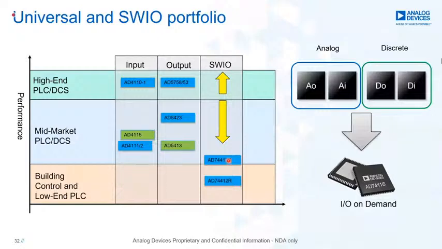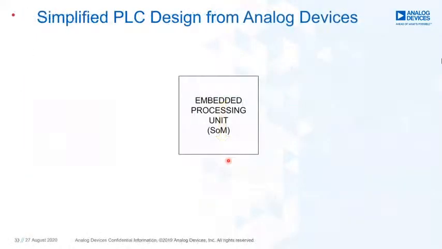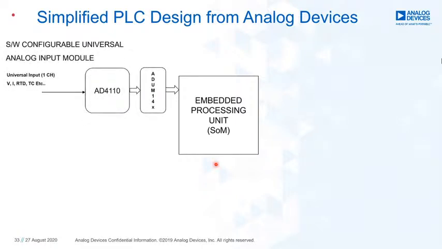Now that we have looked at the concept of SWIO, PLC architecture, and some of the products that we have released for this particular segment, we will look at the PLC architecture, how simple, sleek, and elegant it is with these offerings. Definitely, you need an embedded processing unit when you design a PLC. It could be a SOM or a controller of your choice. When you want to go for a universal analog front end, just consider 4110, which is capable of accepting all your industrial input and bring isolation with some of our galvanic isolators if the system demands.